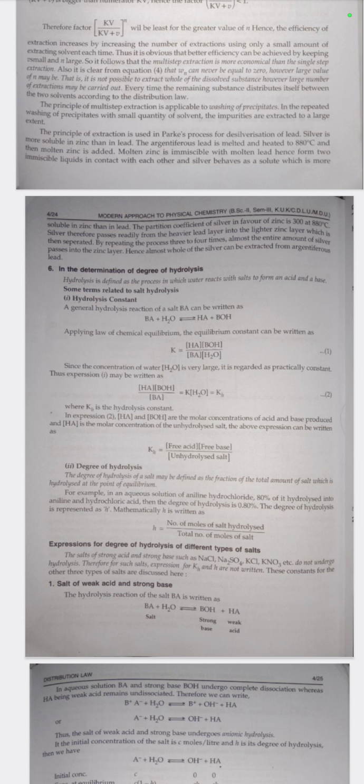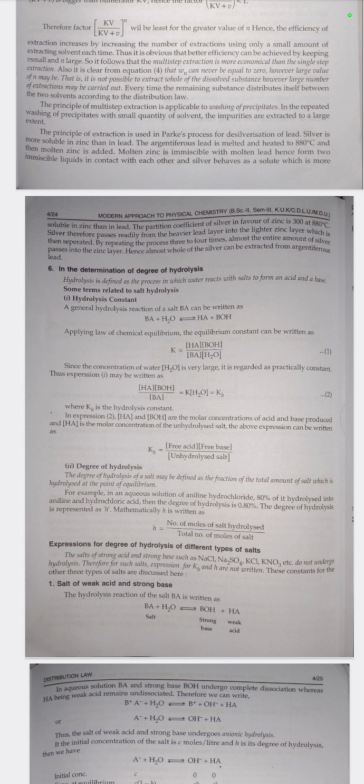Since the concentration of water H2O is very large, it is regarded as practically constant. Thus expression 1 may be written as HA into BOH by BA is equal to K[H2O] is equal to KH, where KH is the hydrolysis constant.